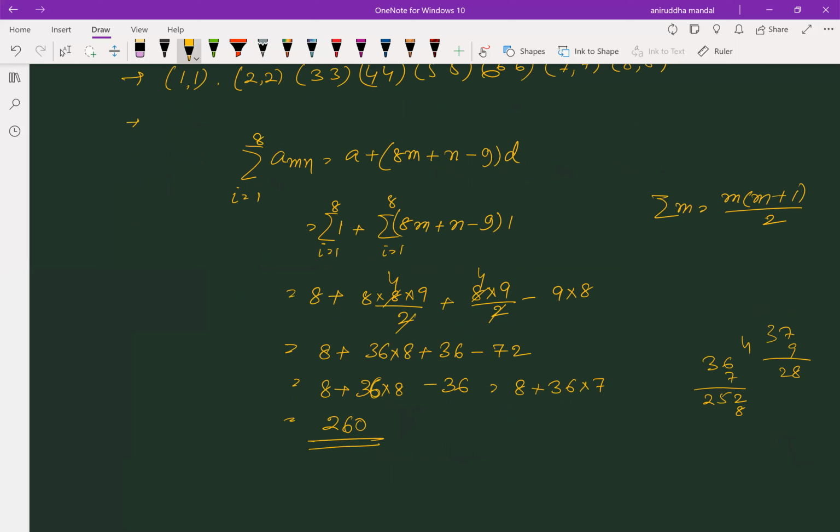Okay. So this is for all the rows. If we take each element from each row and each column, we always get the value of 260. Okay, this is all for today.